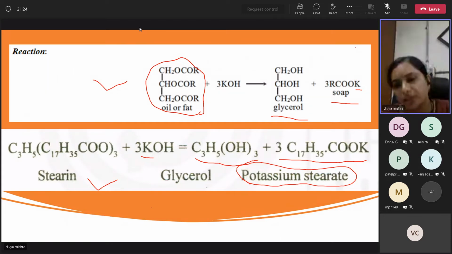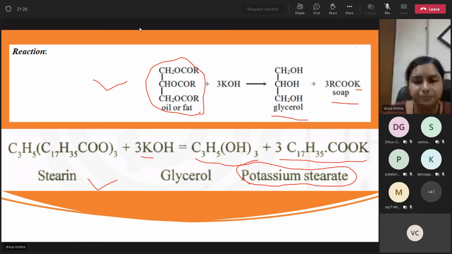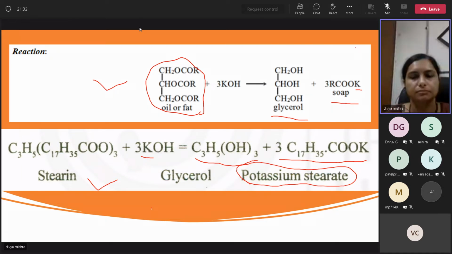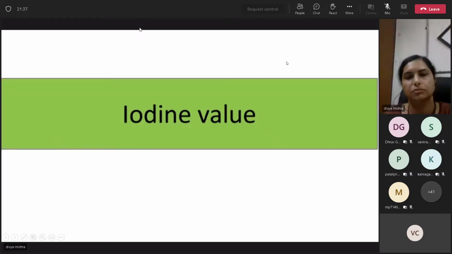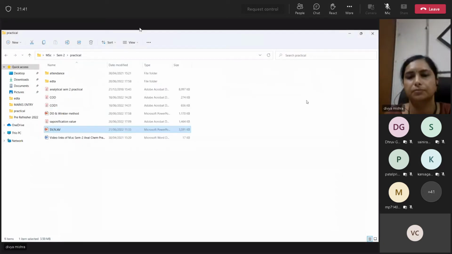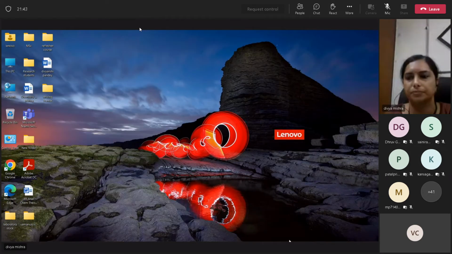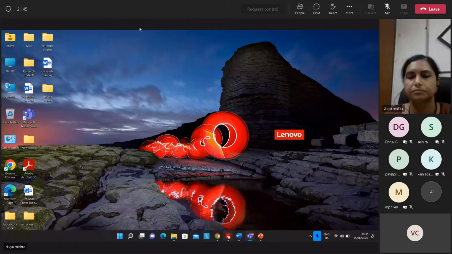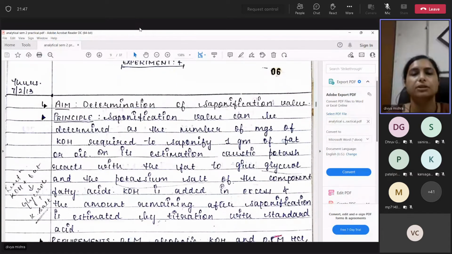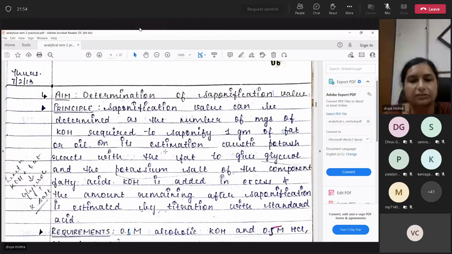So this much portion is clear to everyone. Yes, ma'am. Now, this is the portion from your journal. Aim is given, principle we have discussed.